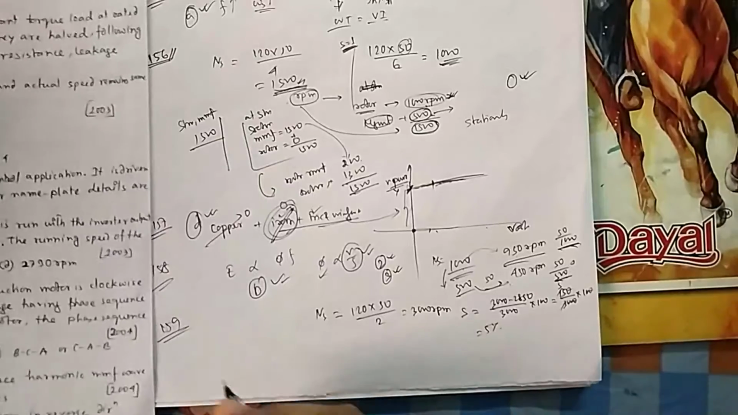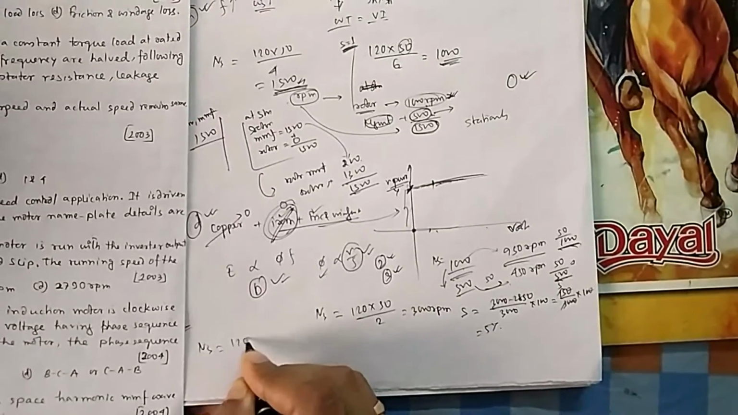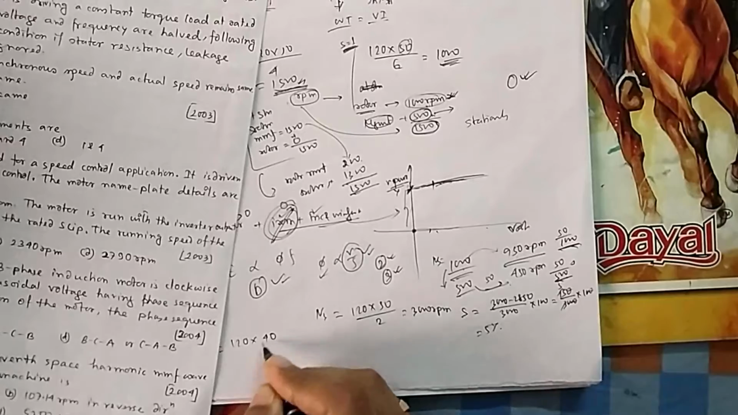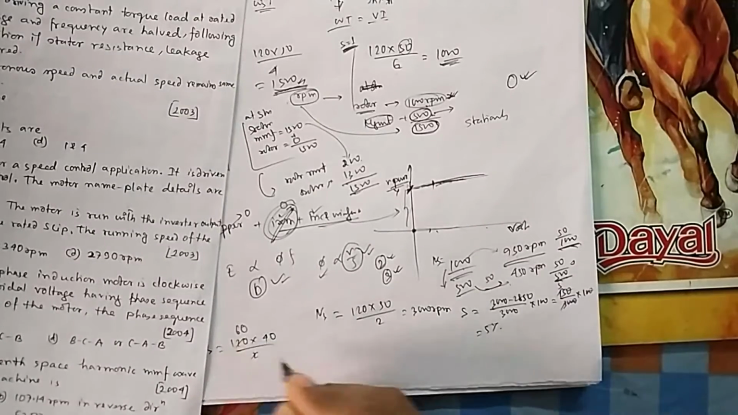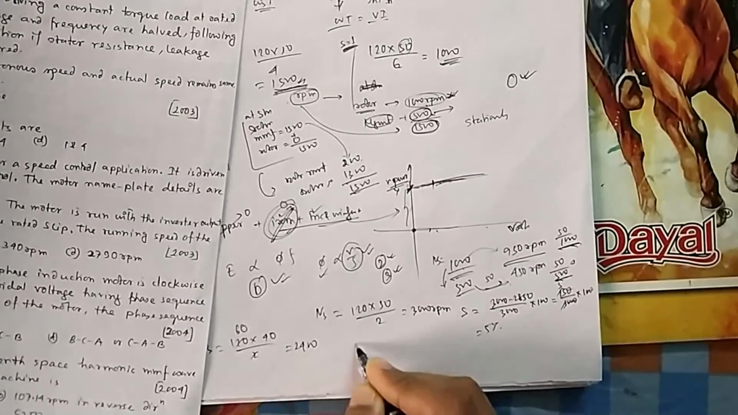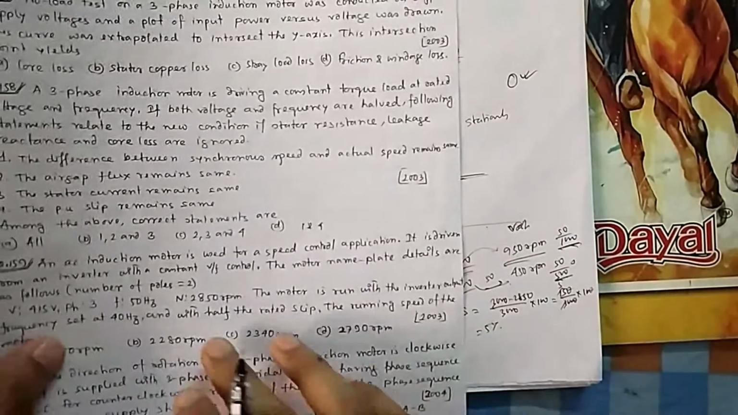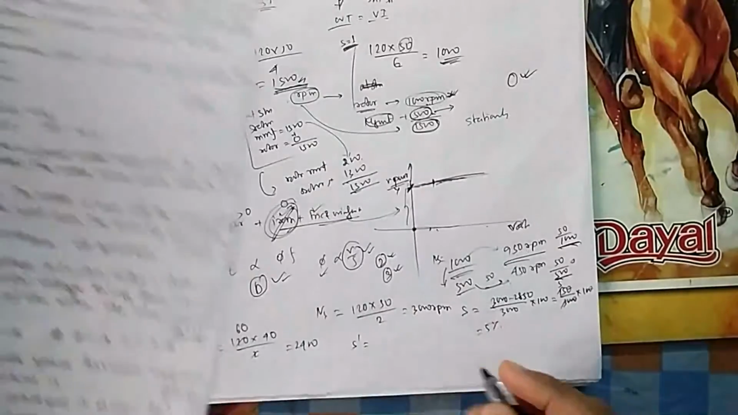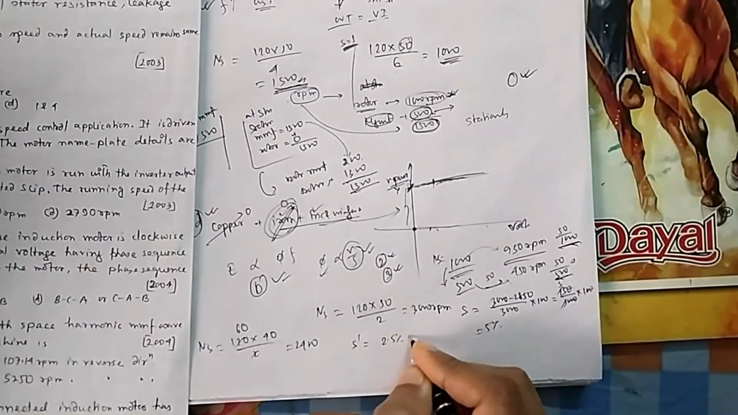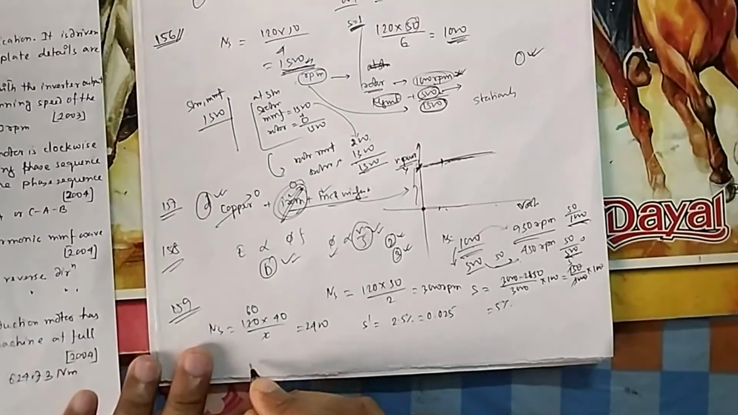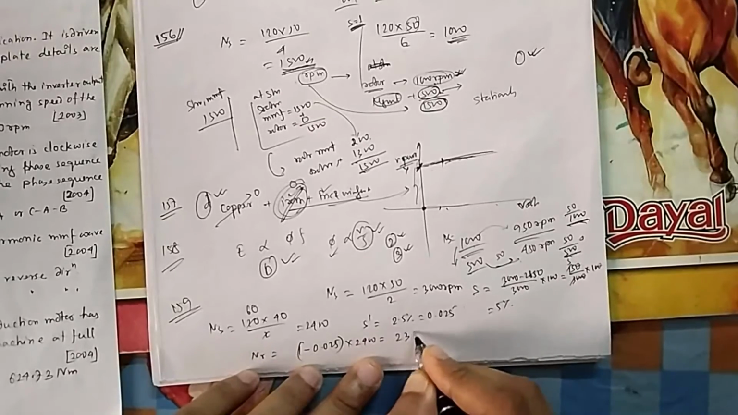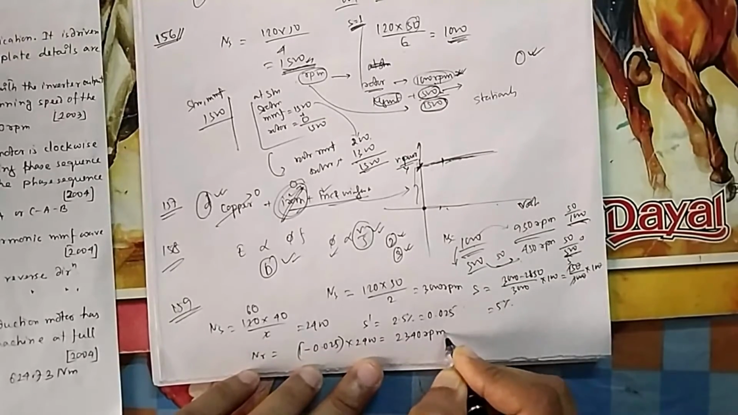Now your synchronous speed will be equal to 120 into 40 by 2, because you are now given 40 Hz. So it will be 2400. Now what is your slip dash? S dash is not 5%, because it is at half the rated slip. So it will be 2.5%, that is 0.025. So what will be your new speed? NR will be equal to 1 minus 0.025 into 2400. That will be equal to 2340 rpm. That is your option C.